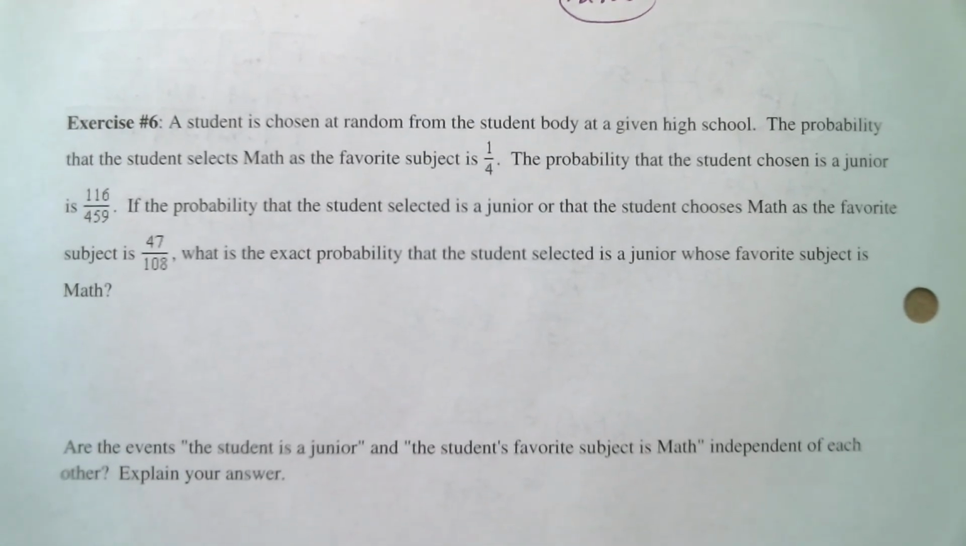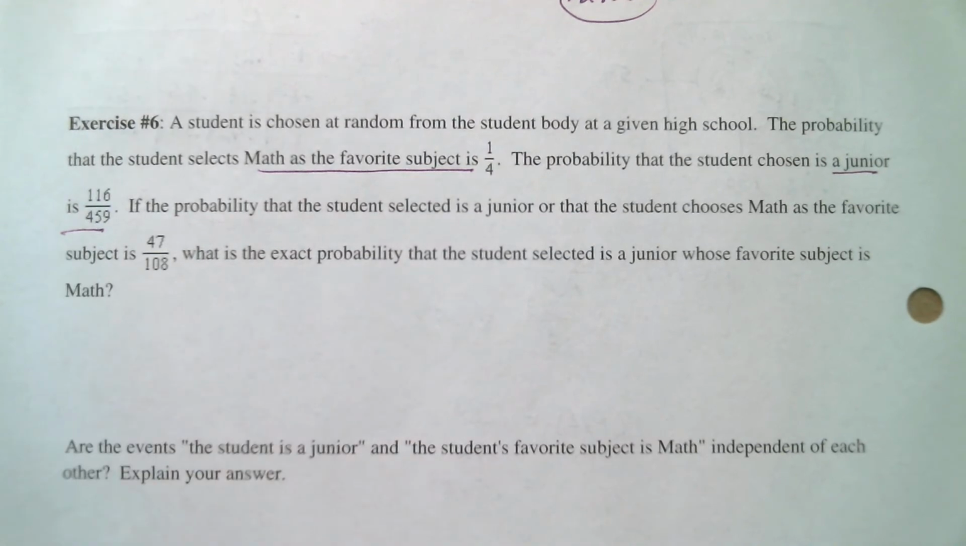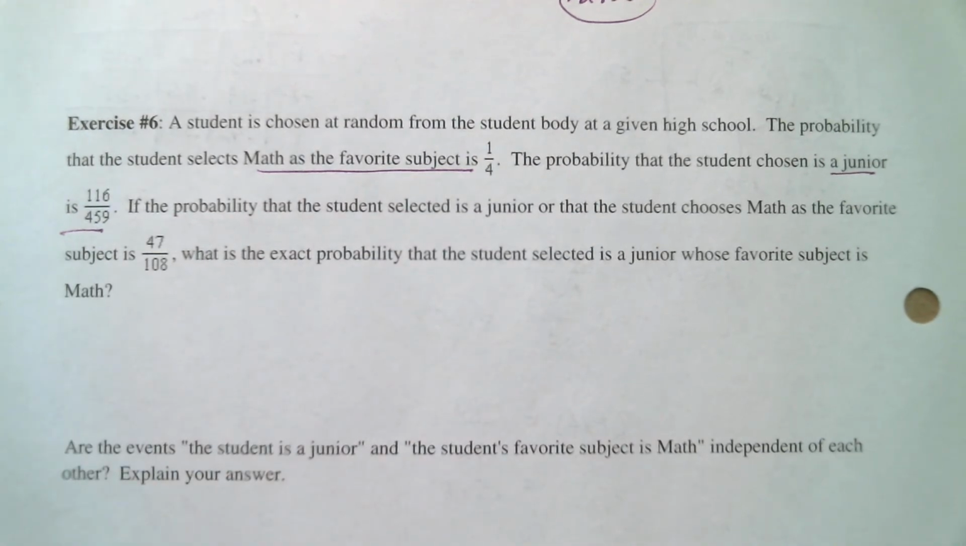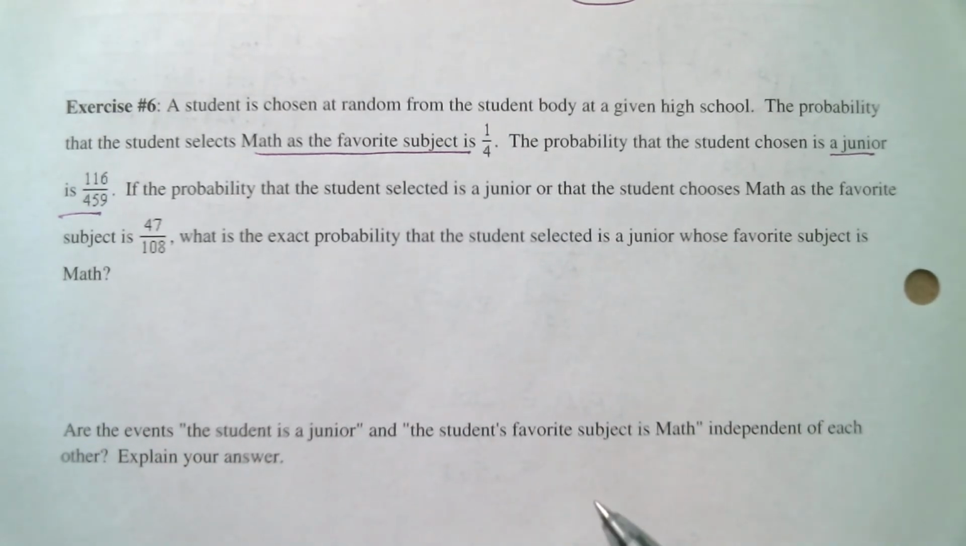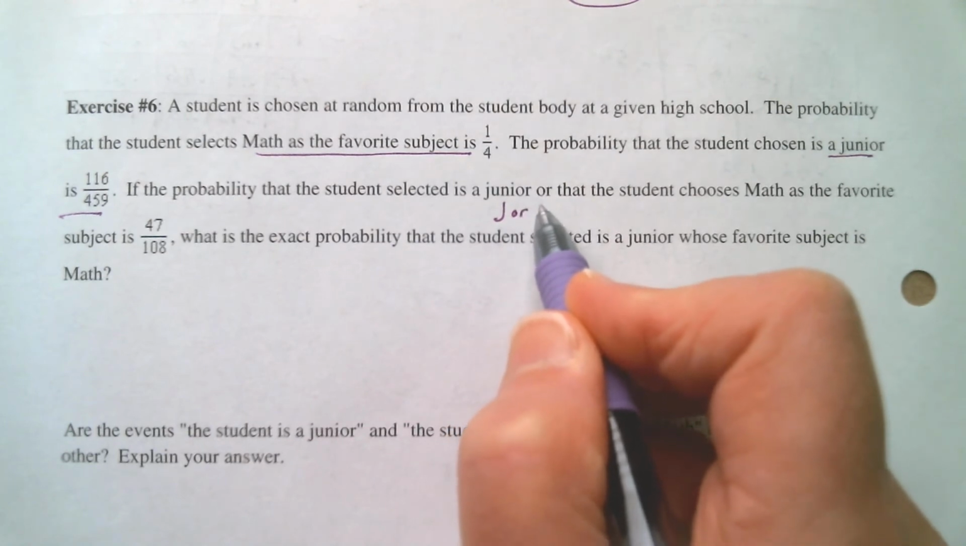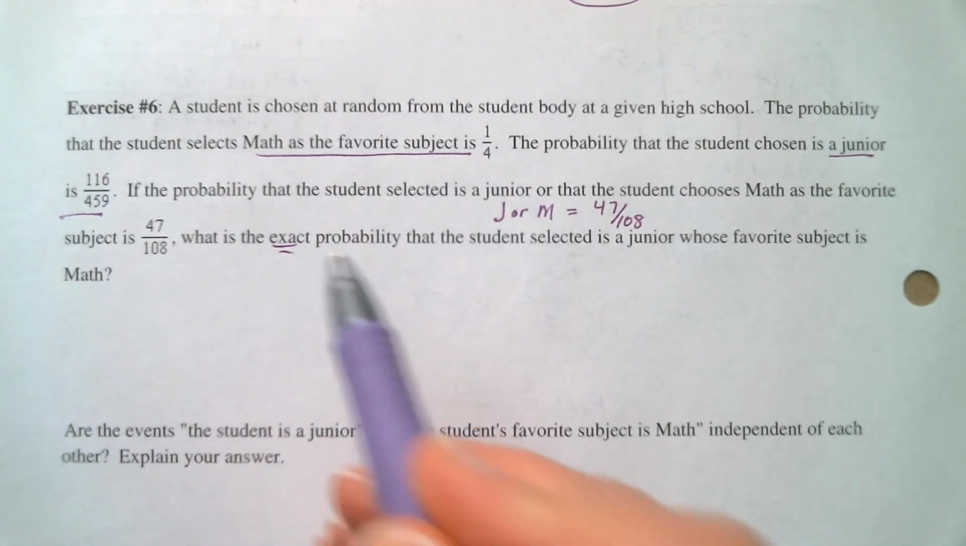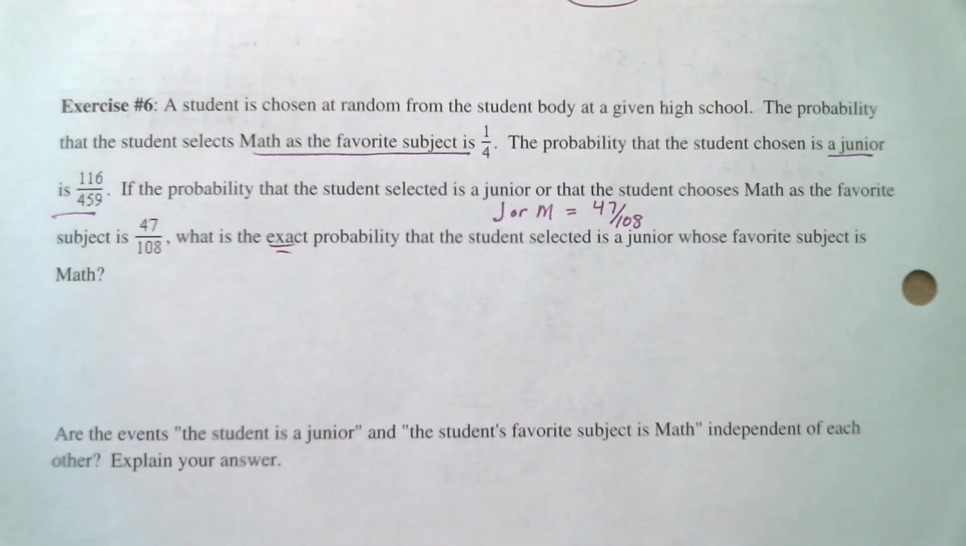Exercise 6. A student is chosen at random from the student body at a given high school. The probability that the student selects math as the favorite subject is 1/4. The probability that the student chosen is a junior is 1/16 over 459. The probability that the student selected is a junior or that the student chooses math as their favorite subject is 47 over 108. What is the exact probability that the student selected is a junior whose favorite subject is math?